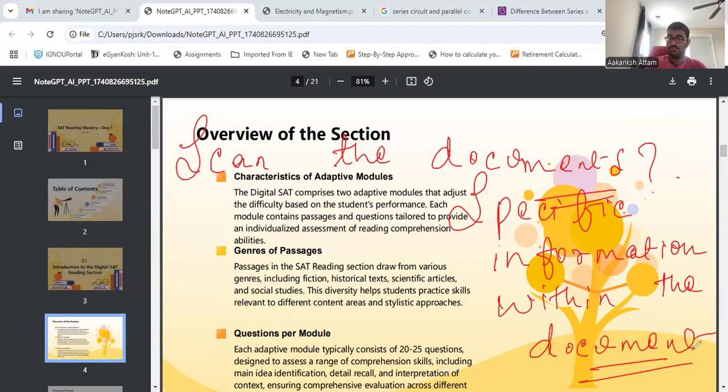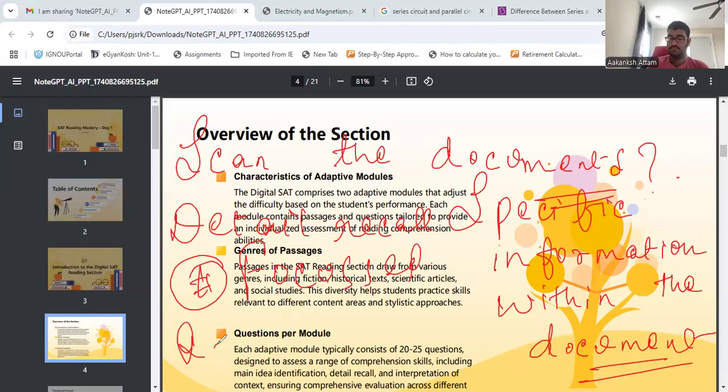likewise, whenever we are getting questions related to detail recall, that means we are asked to look for the specific information inside the text. And for that, we need to adopt a focused reading strategy. I want you to make notes parallelly, okay?